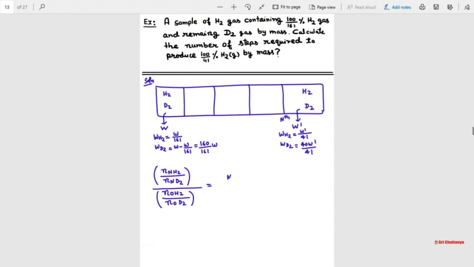So molar mass of heavier gas deuterium upon molar mass of lighter gas hydrogen to the power. This number of moles can be written as mass upon molar mass. So it can be defined in terms of mass ratio, because molar mass in the numerator and denominator will cancel out. So if you write that what is the final mass, so final mass, if I write that W dash.